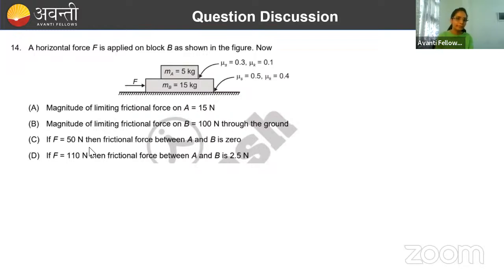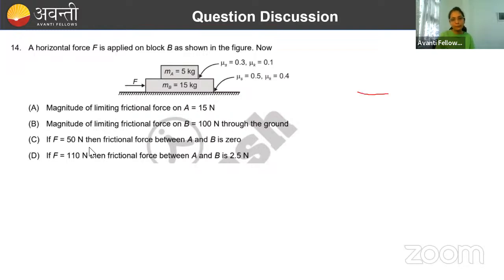So let's see what is going on here. There is a horizontal force applied on block B. Which one is block B? The bottom one is block B, the top one is block A. Mu S and mu K for every surface are given here, and these are the options.